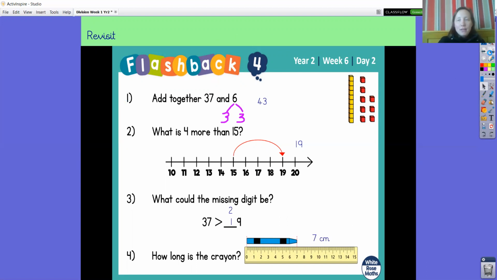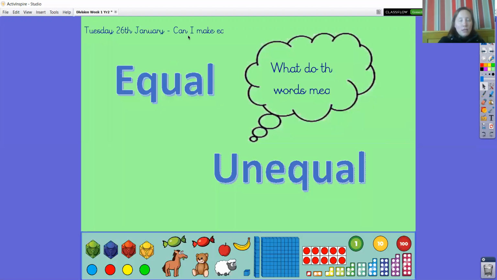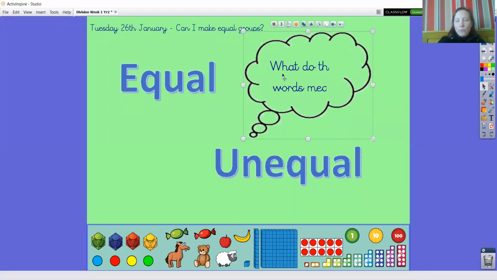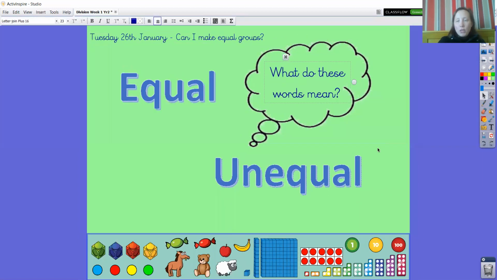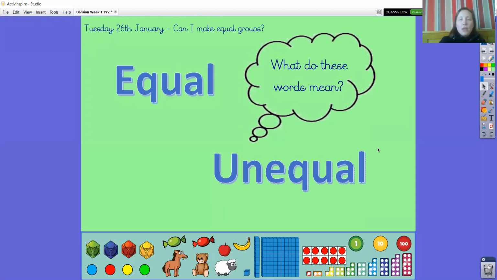Okay, so let's have a look here. So funny, I don't know why it does this. All my words like to disappear. So have a think. What do these words mean? We've used them before: equal and unequal.